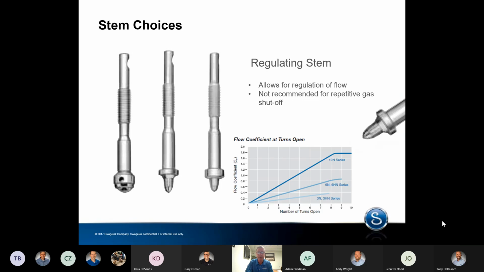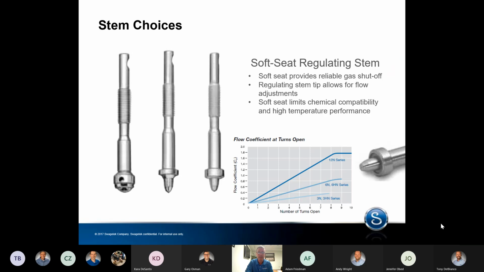A regulating stem has more of a V shape, which allows for regulation of flow. But a metal regulating stem tip is not recommended for repetitive gas shutoff. A soft seat regulating stem has a soft stem tip for reliable gas shutoff. The regulating stem tip V shape allows for flow adjustment, but the soft seat material may have chemical compatibility issues depending on your media, and it's more limited for high temperature applications.